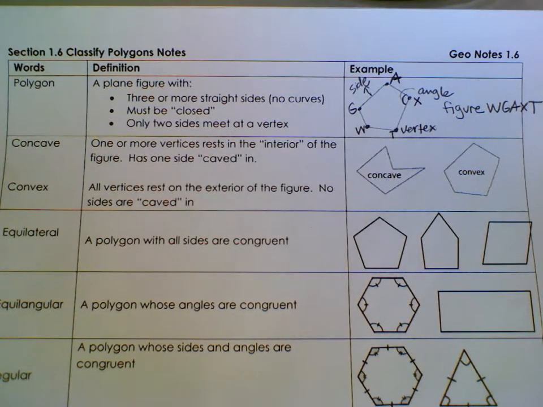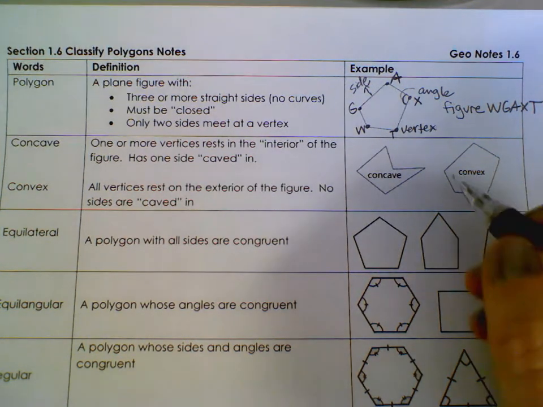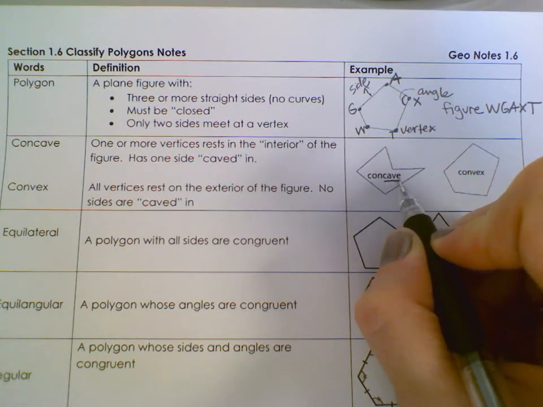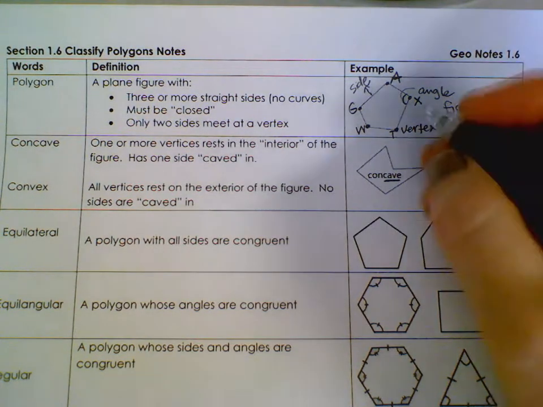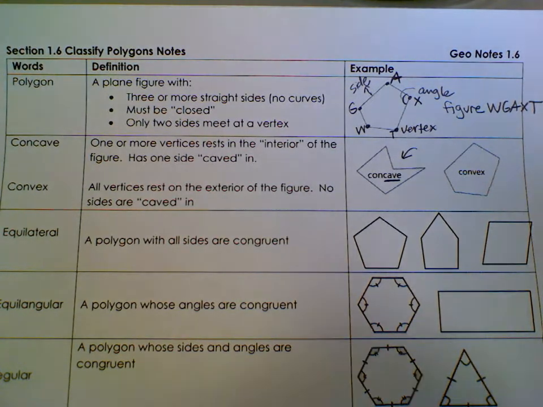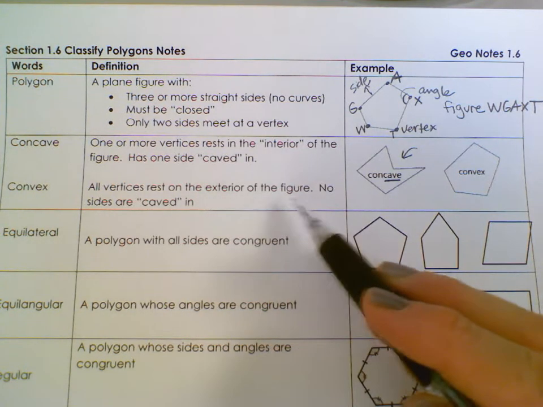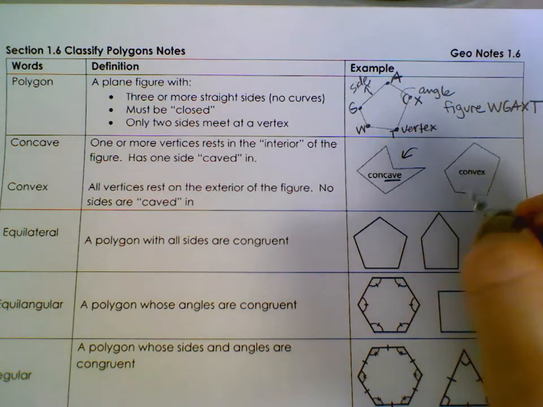All right, polygons are either concave or convex. So concave means that one or more of the vertices rests in the interior of the figure, and it has one side that's caved in. So I always think it's easy to remember. You guys have probably visited this word before as well, but concave has the word cave in it. And that's kind of what this is, right? A cave. All right. A convex polygon, all the vertices rest on the exterior. No sides are caved in. So this one is convex.